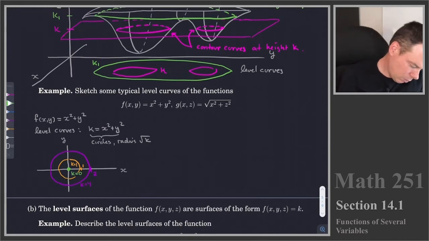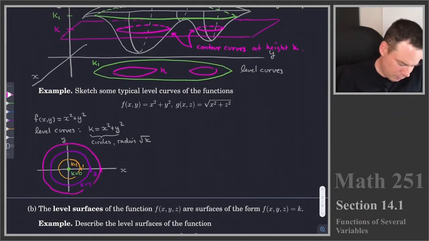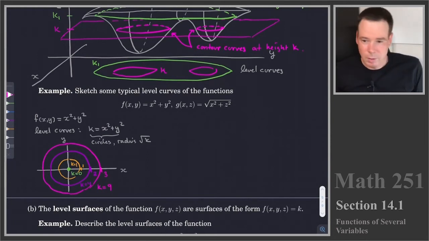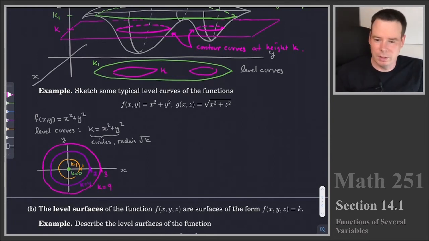And then we could do our k equals, so we're running out of colors, maybe one more color here. Our k equals 9 level curve. So these are all the points on our surface that have height 9. And that's going to be our k equals 9 level curve. And so that consists of points that form a circle of radius 3.